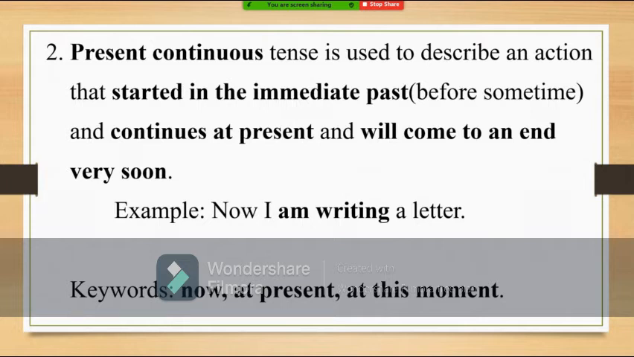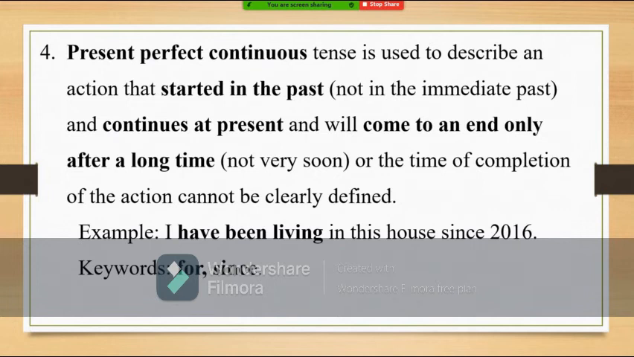But in present perfect continuous, the action started not in the immediate past. That means it started some days ago or months ago or a long time ago. And it also goes on now. It continues at present. At the present condition, it is going on. And it will not come to an end very soon. It will take a long time, or we cannot say when it will come to an end. It will take a long time to come to an end, or we cannot ascertain when the action will come to an end. In such situations, present perfect continuous tense is used.